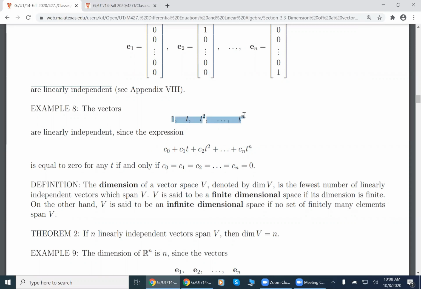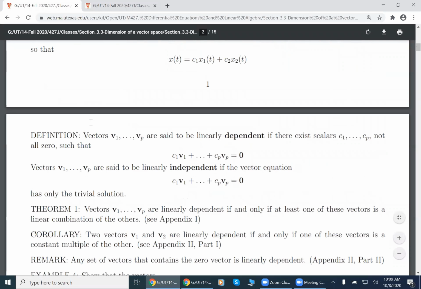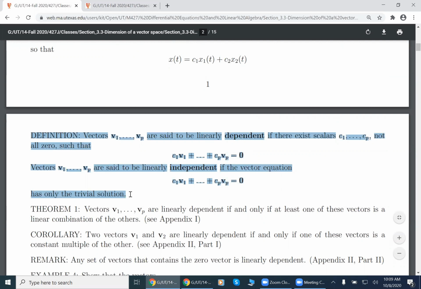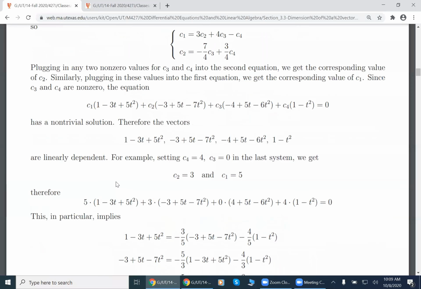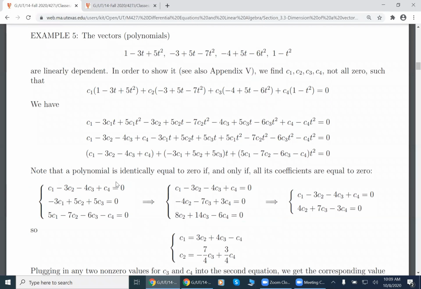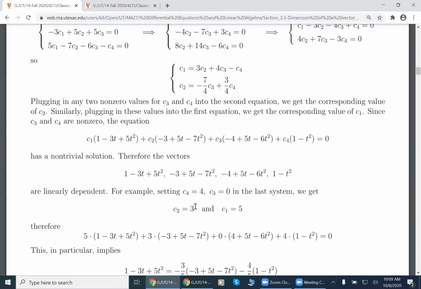These vectors are independent. Can you explain how, when you get your final relationships between C1 and C2, you can tell if it's linearly dependent or independent? Because I'm not really understanding that. Are you talking about this definition? No, in the examples. Which example do you want me to discuss? Can you scroll up a little bit? Yes, right there where it says C1 equals 3C2 plus 4C3 minus C4.